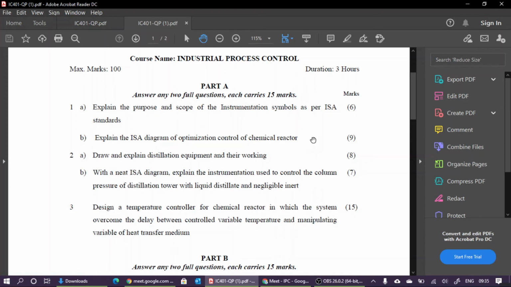This is related to chemical reactor. So in chemical reactor, the first question is: explain the ISA diagram of optimization control of chemical reactor. Okay, so they asked you to explain the ISA diagram of optimization control of chemical reactor.